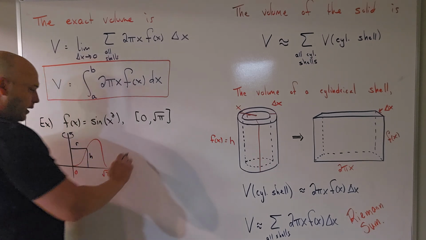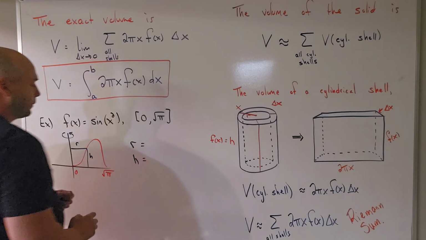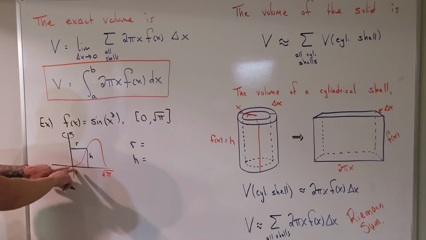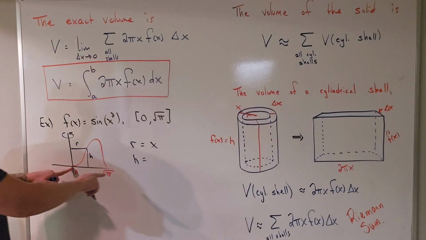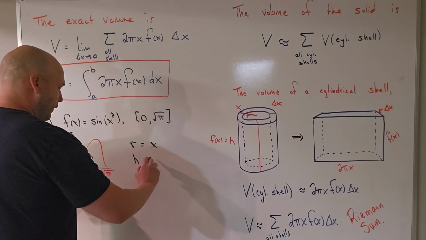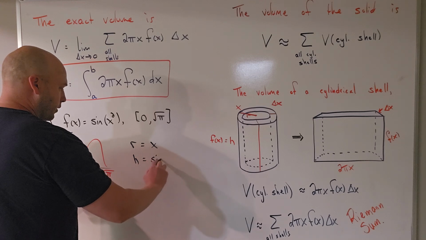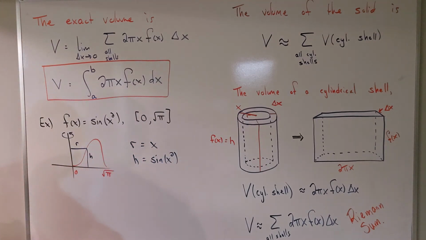And over here, again, let's record what R and H would be. R, the radius, would be from 0 to whatever the x value is. H would be the height, that's going to go from 0 to the point on the graph, which would be the function value, or in other words, sine of x squared.